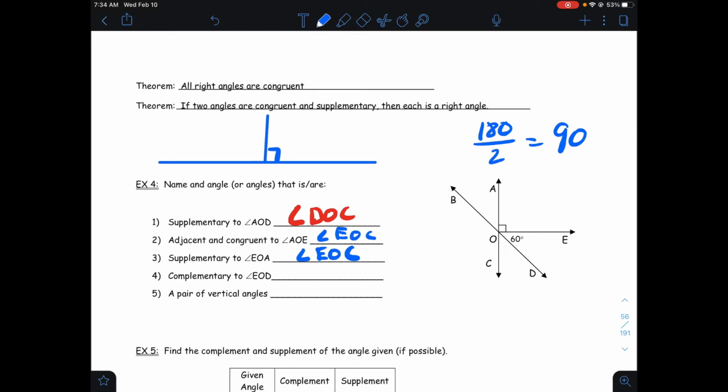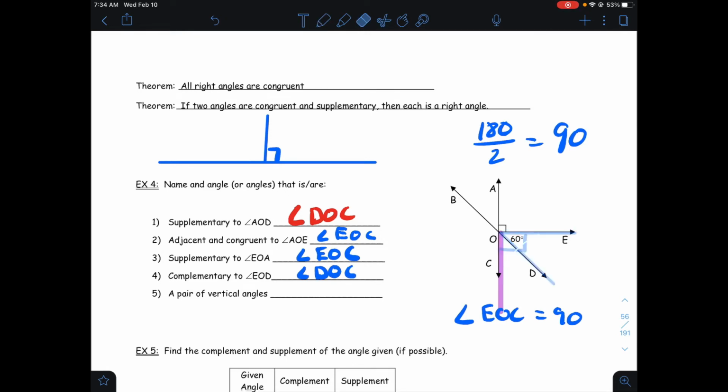Then they're looking for something that is complementary to EOD. So let's draw that in. We've got EOD. So we know that it needs to add up to 90 degrees. Now keep in mind, we've already shown that angle EOC is 90 degrees. So we know that this guy here is going to be 90. So we know that EOD, which is this guy, plus DOC will give us that 90-degree angle. So that means that EOD is going to be complementary to DOC.